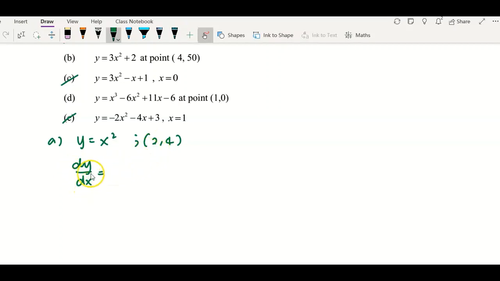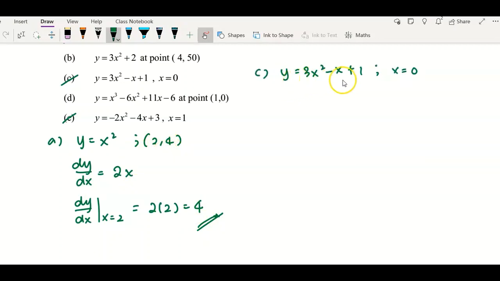So if I substitute the 2 inside, then it will be the gradient of the tangent line. Get dy/dx first: differentiate x squared with respect to x, you get 2x. To get the gradient at the point (2, 4), I substitute x equals 2 because dy/dx just depends on the value of x. I got 2 multiplied by 2. So this is the gradient of the tangent line at the point (2, 4).